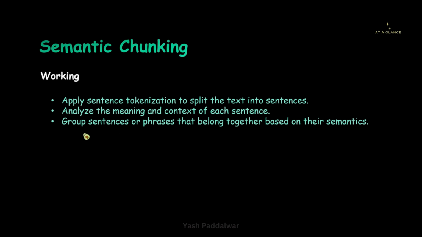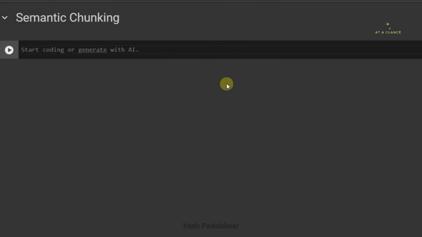So this is how we group sentences or phrases that belong together based on their semantics. The speciality of semantic chunking is that it ensures that each and every chunk is a coherent unit of meaning. So in short, we can say that each chunk will be a complete chunk. I hope the working of semantic chunking is clear to you all. Now let's have a look at the implementation of the semantic chunking strategy. Now let's see the semantic chunking implementation.